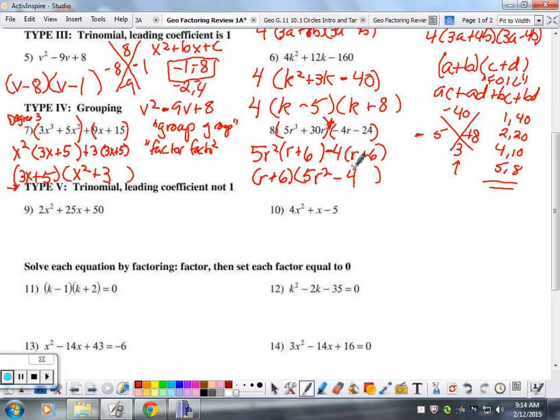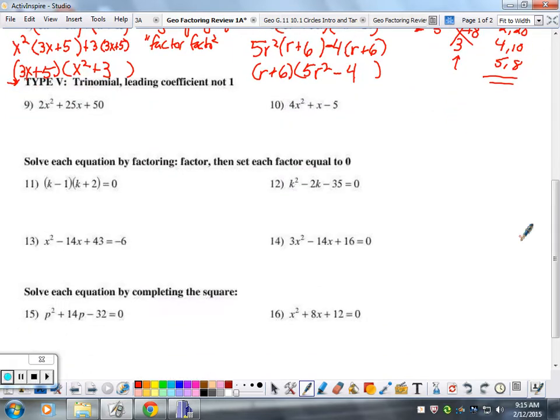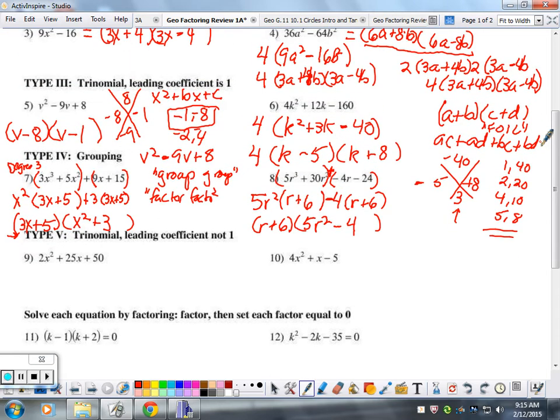Okay. So now we're going to use type 4 to help us with type 5. Type 5 is kind of like that type 3. Remember what type 3 was? x squared plus bx plus c. The difference is it's ax squared plus bx plus c, where this a isn't a 1. I don't have a leading coefficient of 1 anymore. So I'm looking at this example. 2x squared plus 25x plus 50.